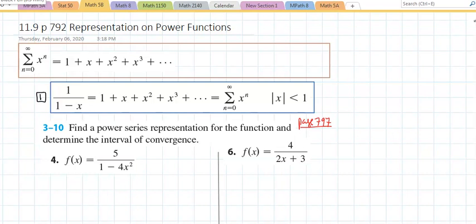Alright, well, here it is. 11.9, 11.10, and 11.11. That's the bulk of the next test. Really, 11.9, 11.10. I'm breaking that into 3 different parts. We're going to do one part today.